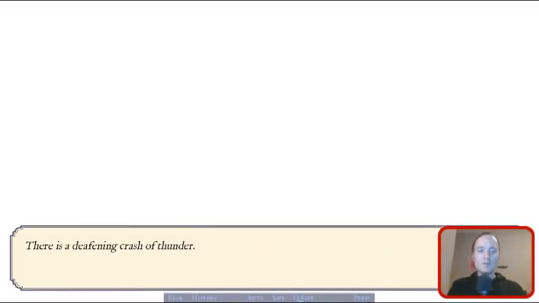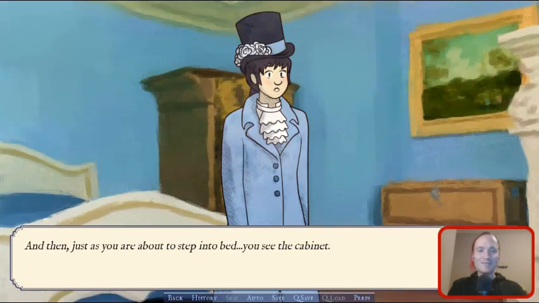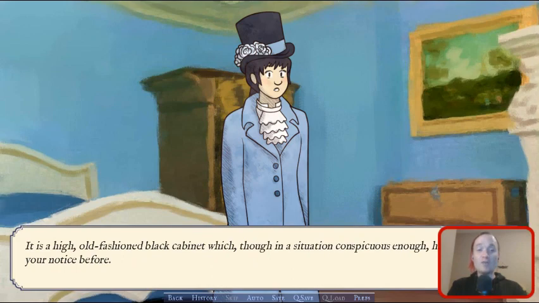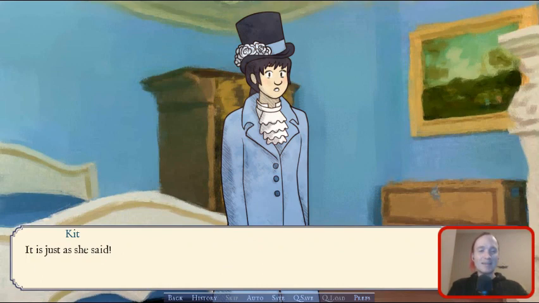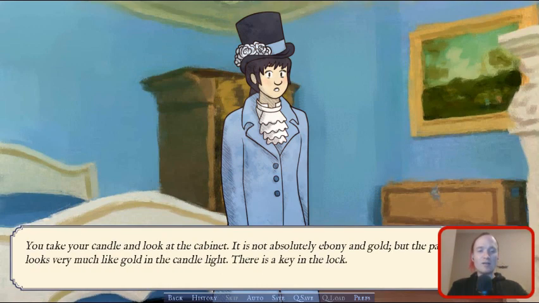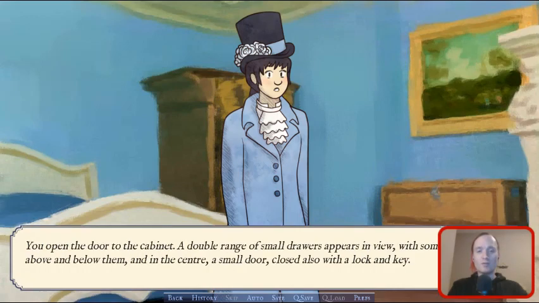There's a deafening crash of thunder. And then, just as you're about to step into bed, you see the cabinet. It is a high, old-fashioned black cabinet, which though in a conspicuous situation has never caught your notice before. Helen's description of the ebony cabinet. Just gonna keep finding mysterious cabinets. You take your candle and look at the cabinet. It is not absolutely ebony and gold, but inlaid wood looks very much like gold in the candle's light. There's a key in the lock. Apparently this was mentioned to us.